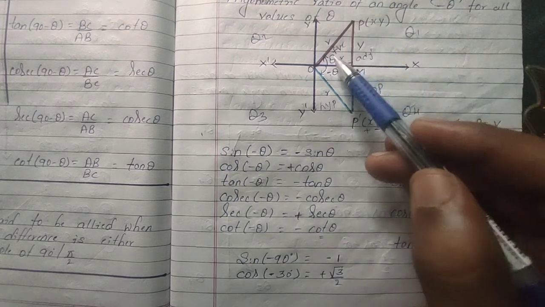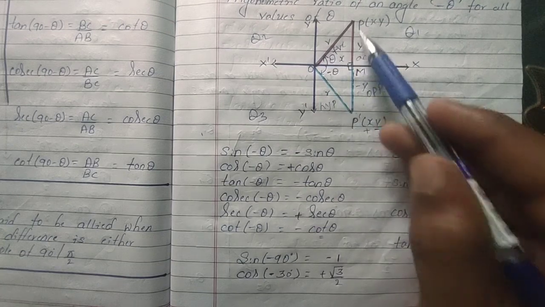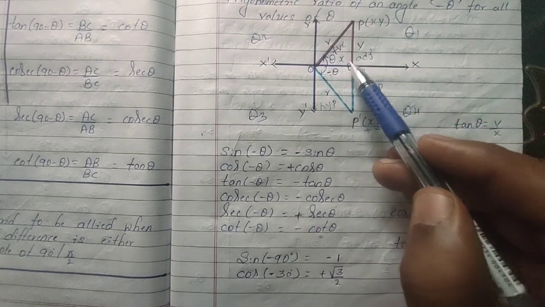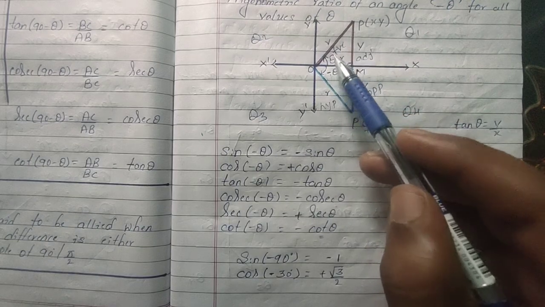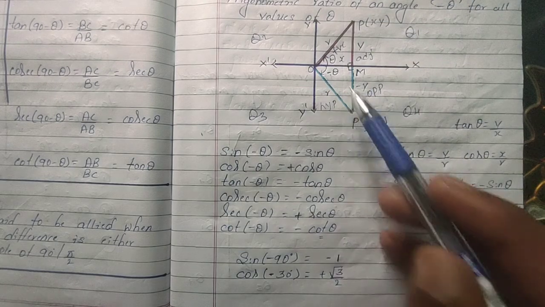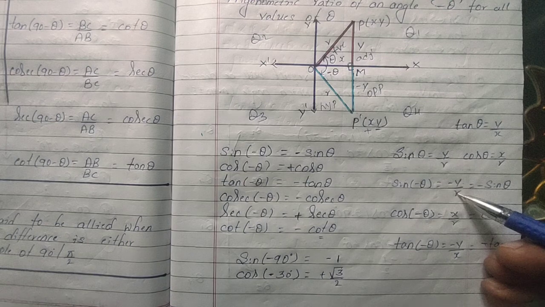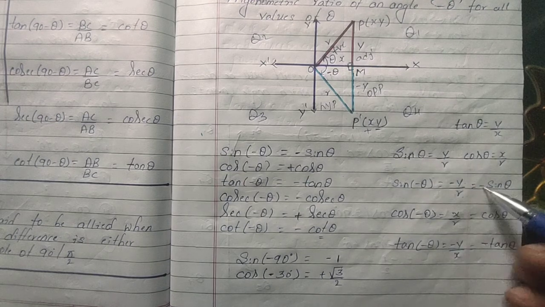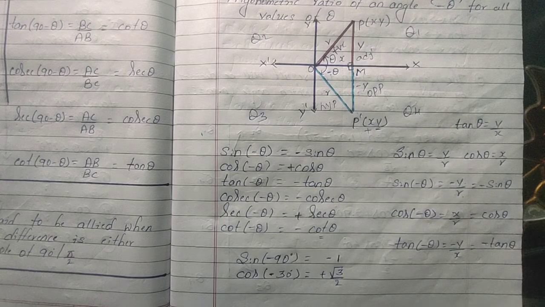Here look at this on the positive side. This is theta, means this is opposite. This is 90 degrees, means this is hypotenuse. In the positive theta case, sine theta is y by r, whereas in the negative case it is minus y by r. So y by r is nothing but sine theta, so minus as it is. So sine of minus theta is nothing but minus sine theta.